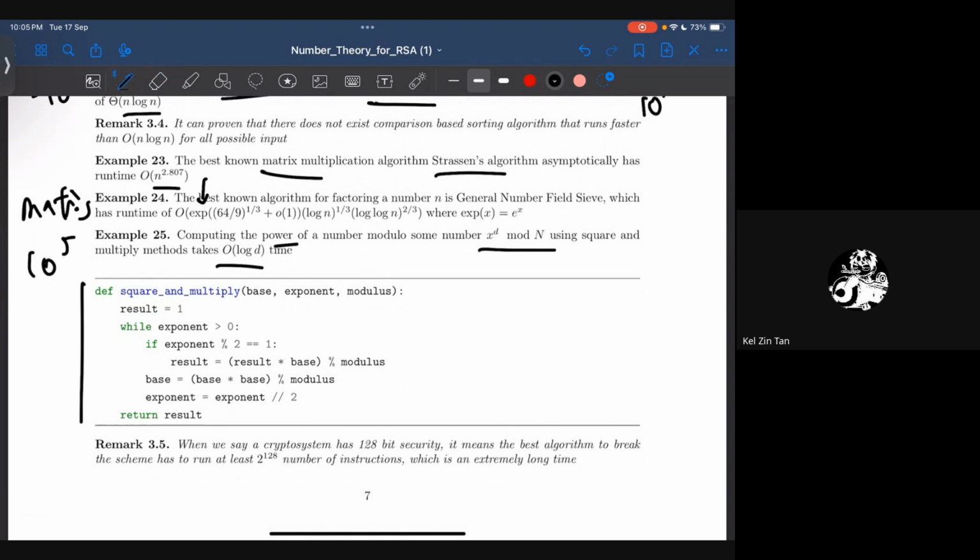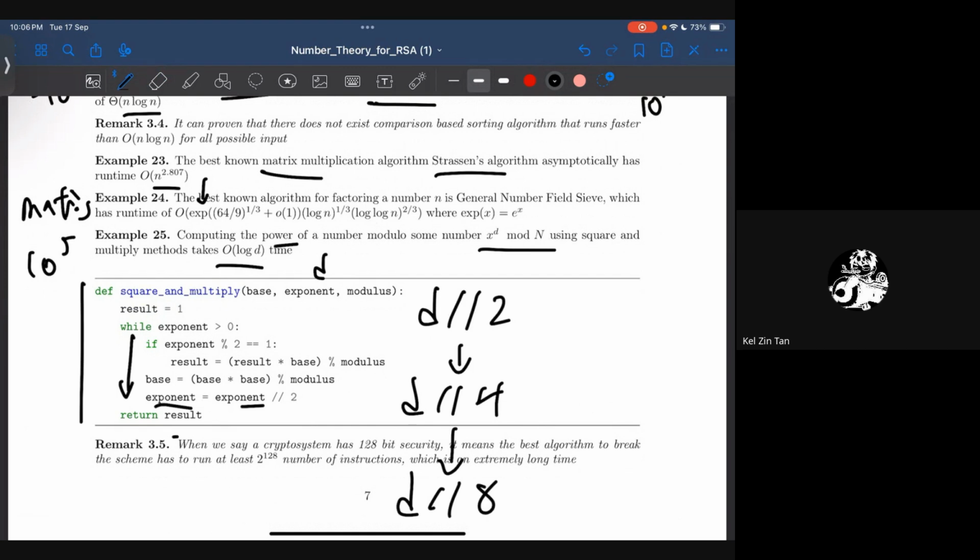So you look at the algorithm here, you realize that this exponent is the d, and during each loop, the exponent will be divided by 2. For example, after the first iteration, it will become d divided by 2, and then d divided by 4, and then d divided by 8. When the exponent is divided until it becomes 0, then this algorithm stops. So now we want to calculate how many times this block has been run. So we want to find d divided by 2 to the what, such that this will become 0.